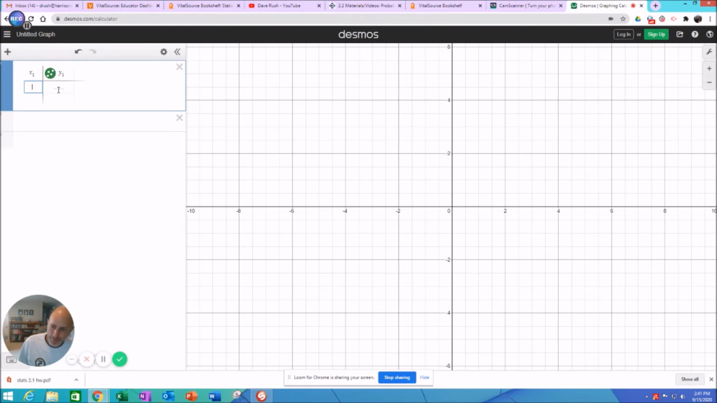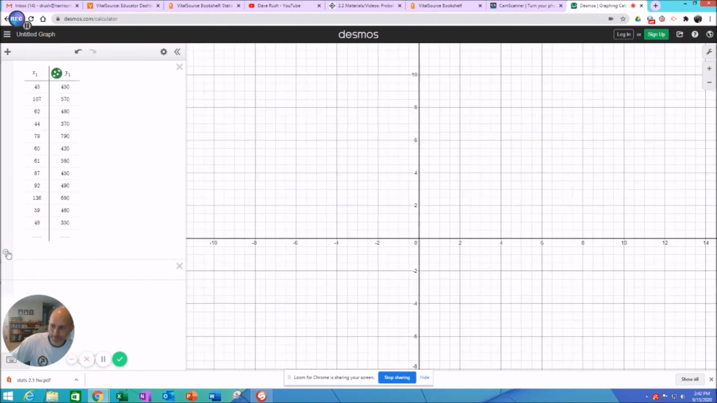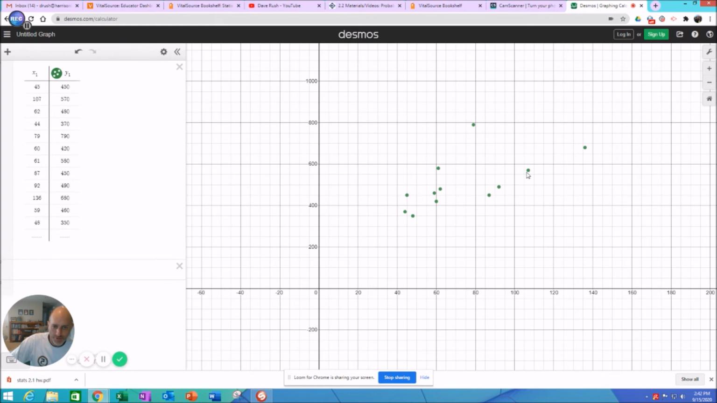Okay, so I've typed them all in. X is our sugar, Y is our calories. If I want to get a good look at the scatter plot, I hit this little zoom fit right here, and it gives me a good look at our scatter plot here. Okay, so if we want to describe this, we go through SOFA again. Strength, I'd say it's not real strong. So I'd say it's kind of scattered out here. So I'd say maybe possibly moderate to moderately weak relationship here.